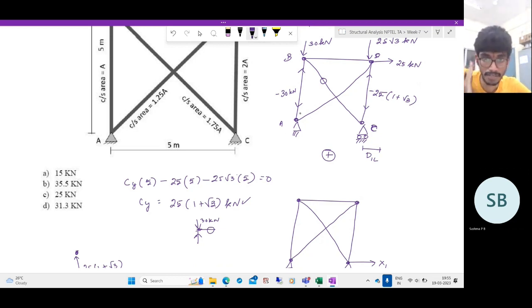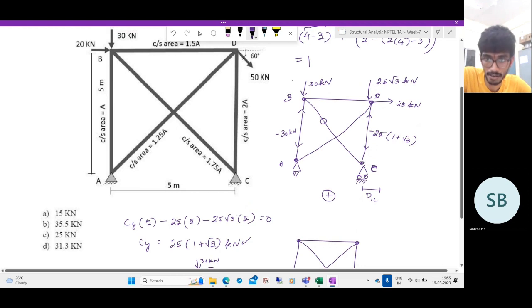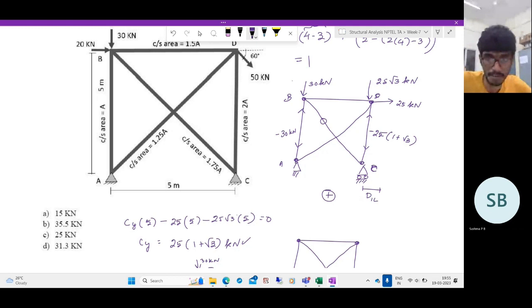We don't know what the reaction is, but what will be the horizontal reaction? Since there's no other horizontal force, the horizontal reaction at this point should be equal to 25 kilonewtons. What is the force in this member? There is no other member connecting it, so this will be 25 root 2. So this will be subjected to 25 root 2 tensile.